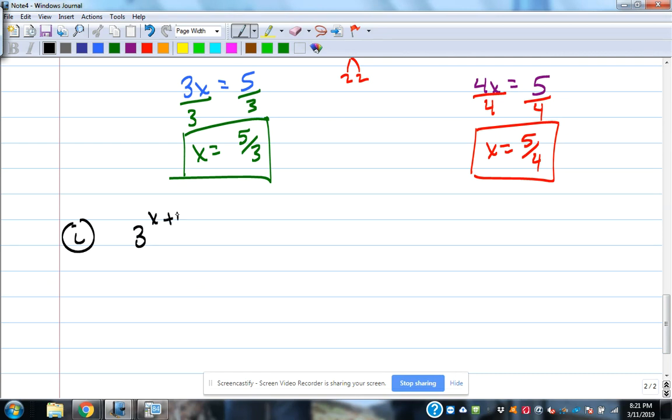3 to the x plus 1 equals 9 to the x. Get a little tougher here, and x on both sides. Which one of those bases could be changed? The 9, right? Well, on the right. 9 could be written as 3 to the second power, right?